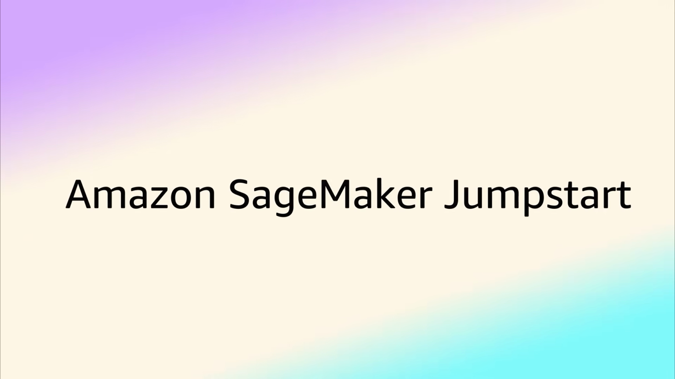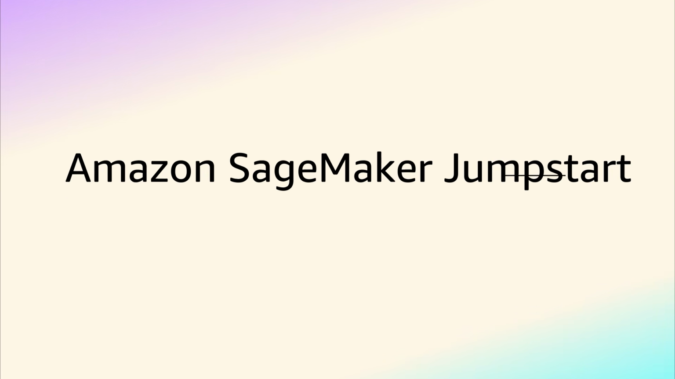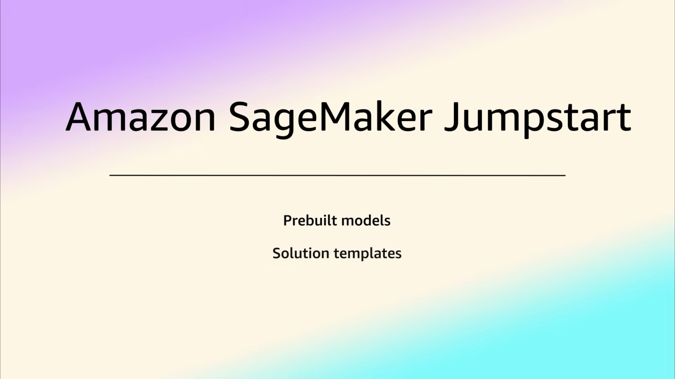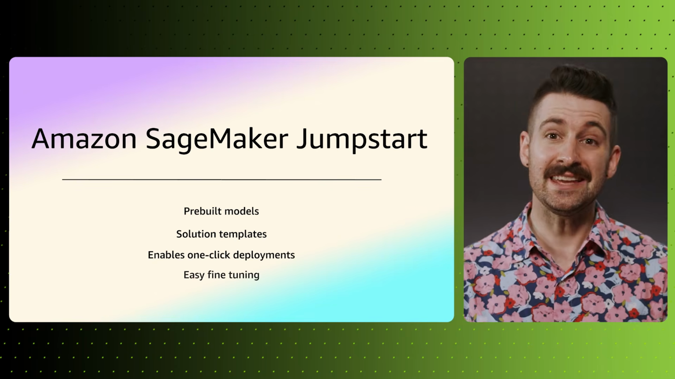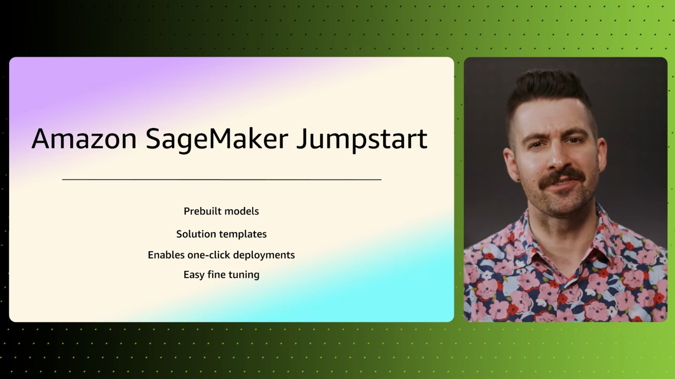Getting started with machine learning can feel overwhelming, but you're not alone and you don't need to start from scratch. That's where Amazon SageMaker JumpStart comes in. It offers pre-built models and solution templates for common ML use cases. JumpStart enables one-click deployment and easy fine-tuning, helping teams move from idea to insight faster. While JumpStart provides a strong foundation, organizations like the NFL go even further, combining pre-built tools with custom SageMaker pipelines, real-time inference endpoints, and collaborating with ML experts from the AWS Professional Services team.